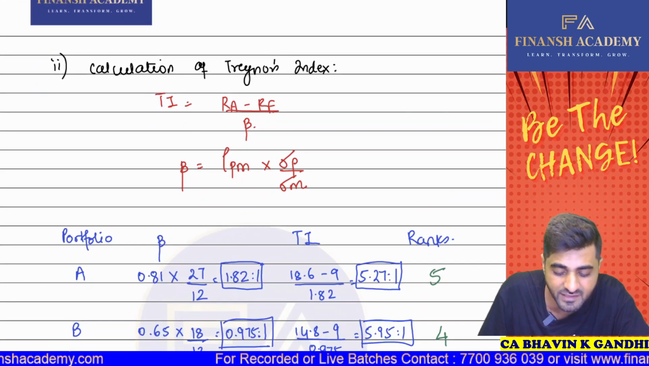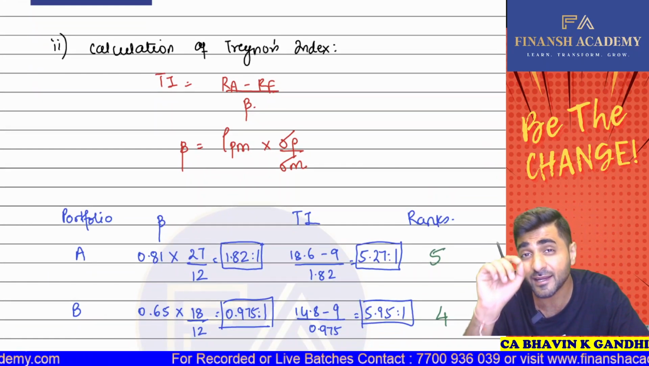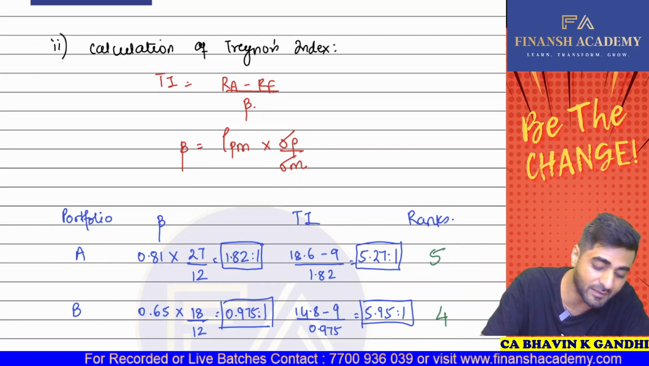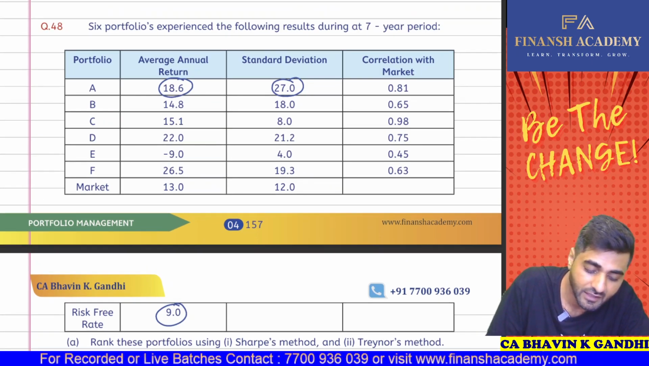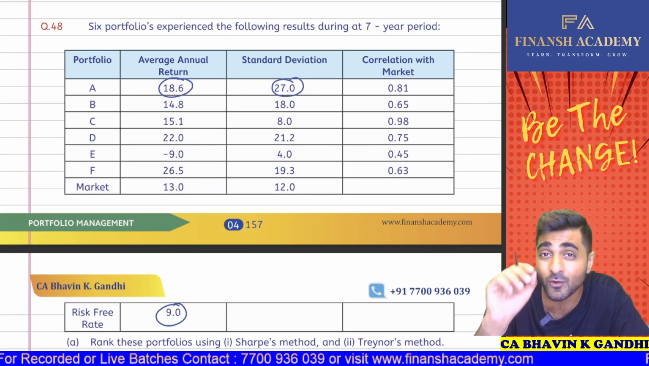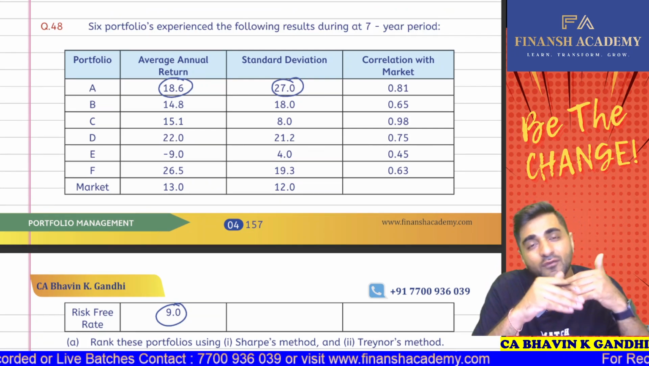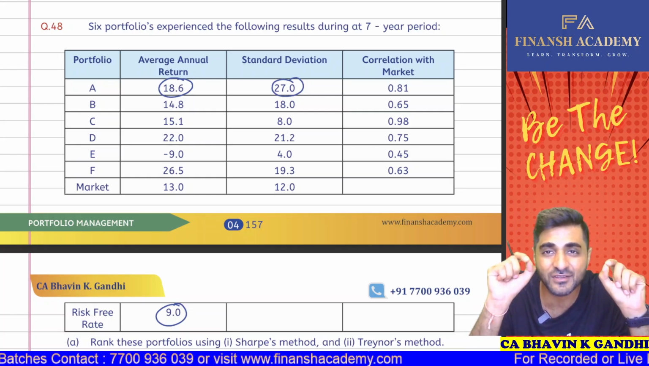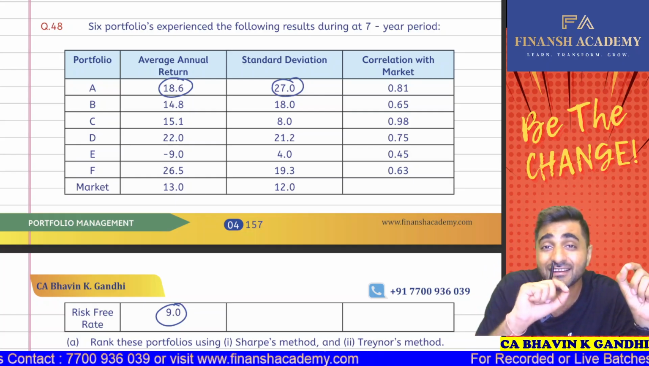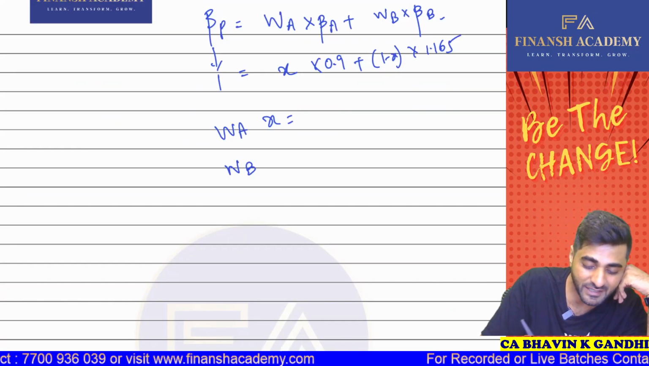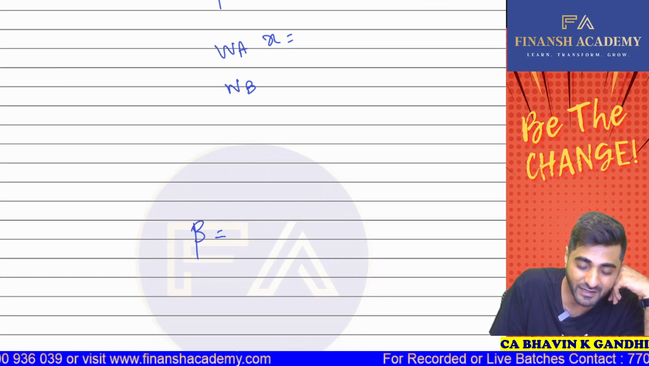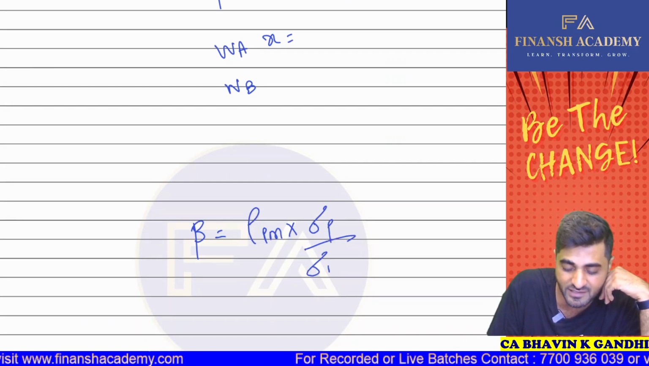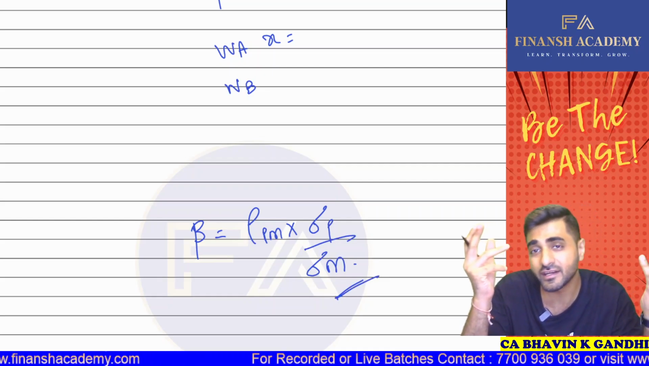Similarly, my dear students, for Treynor's index. Now for Treynor's index, we have RA minus RF, and we're going to divide that by beta. So here beta is not readily available, but don't worry, we have the correlation with the market. So we know the correlation of the portfolio with the market, and we also know the risk of the portfolio and the risk of the market. So can we calculate the beta? We can calculate the beta by taking correlation of the portfolio with the market into standard deviation of portfolio upon standard deviation of market. Come on, we have already revised this.